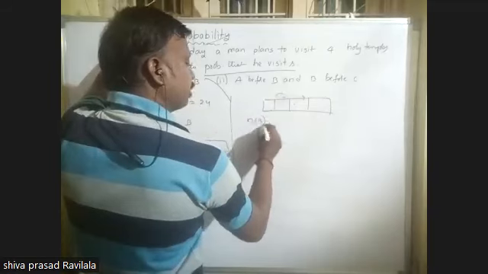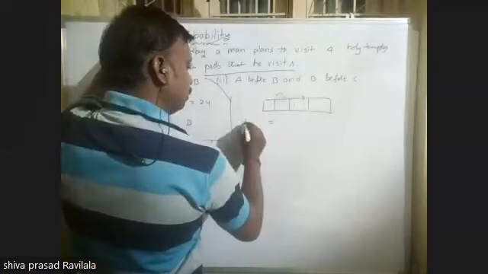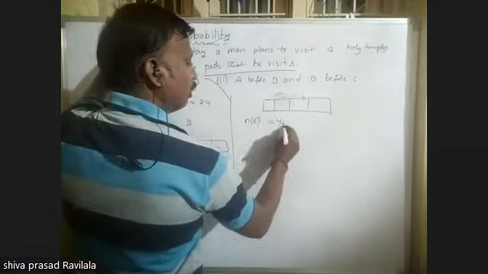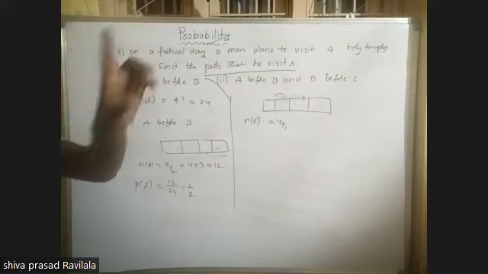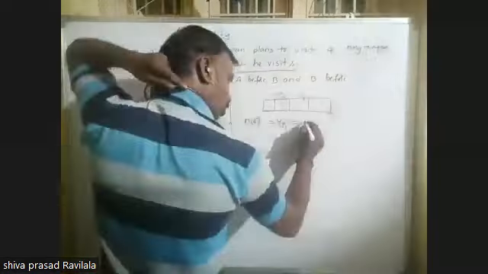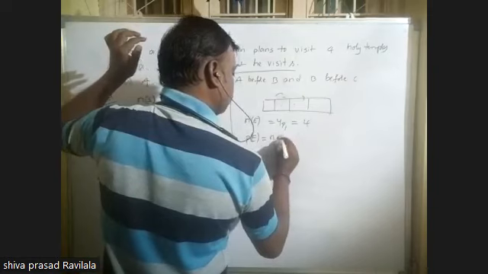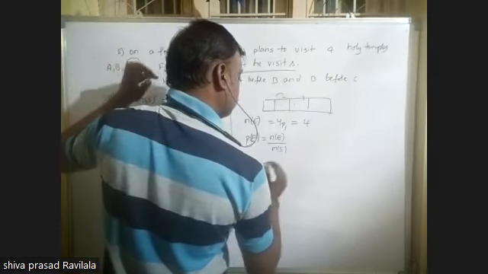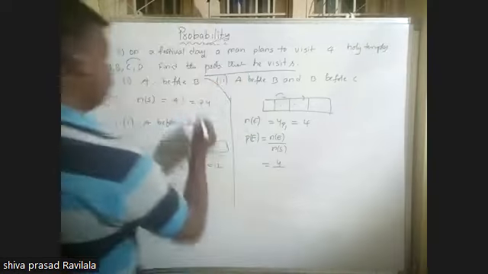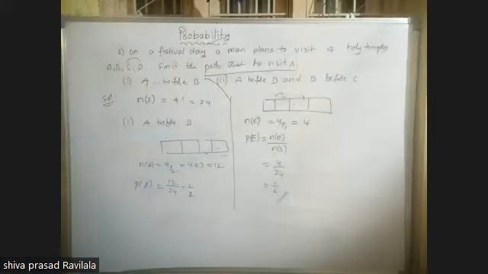Therefore, in this condition, I am taking this N of E for convenience. N of E is equal to 4P1. We take only one place for D. Therefore, N of E is equal to 4P1, which is equal to 4. Therefore, P of E is equal to N of E by N of S, that is 4 by 4 factorial, value 24. That is equal to 1 by 6. Our answer is 1 by 6. Try to understand this question now. Write down.